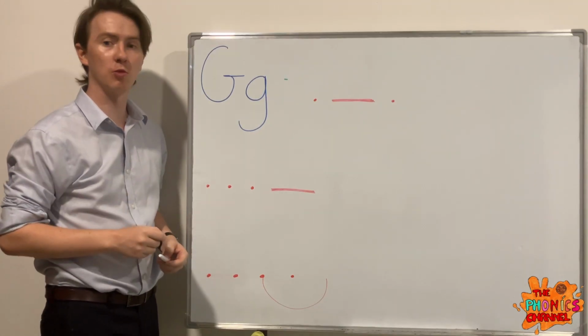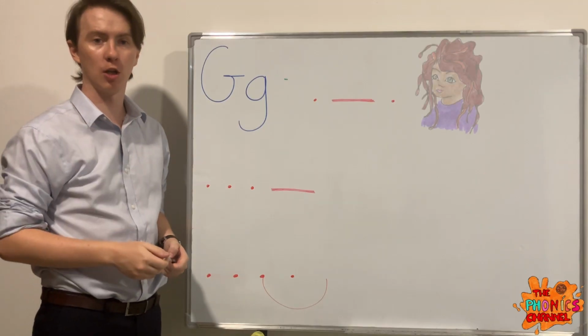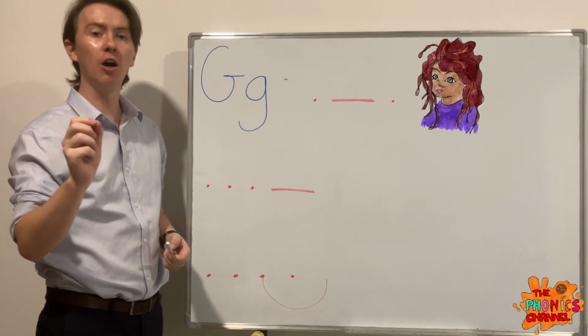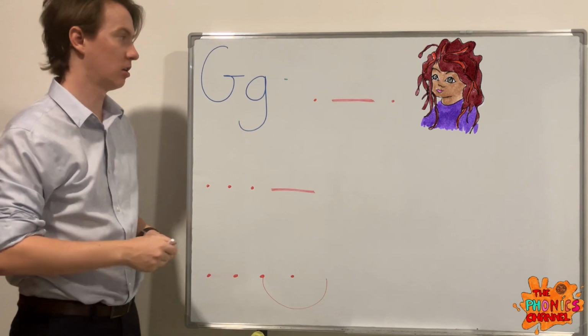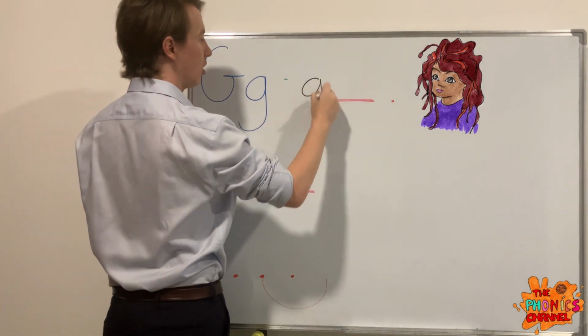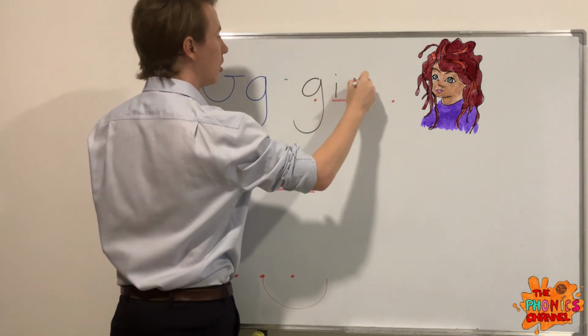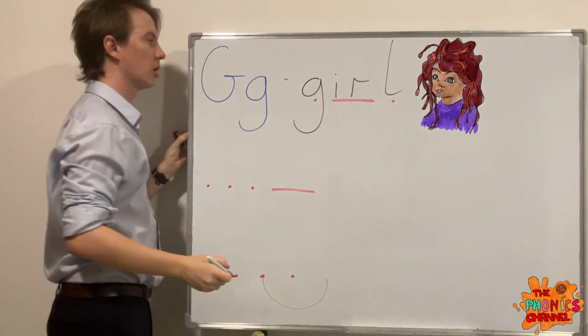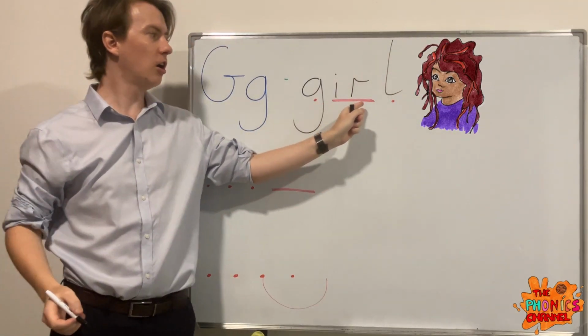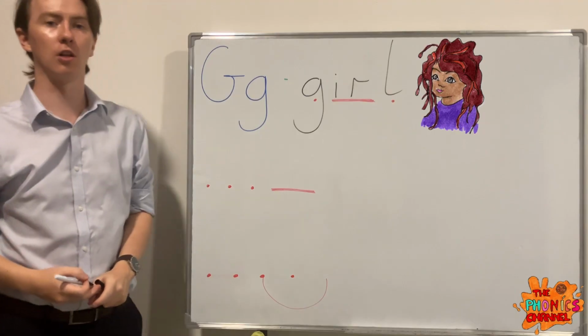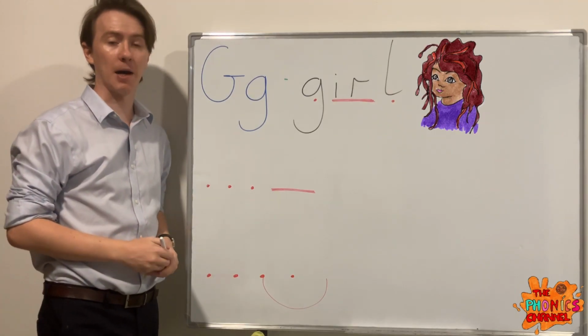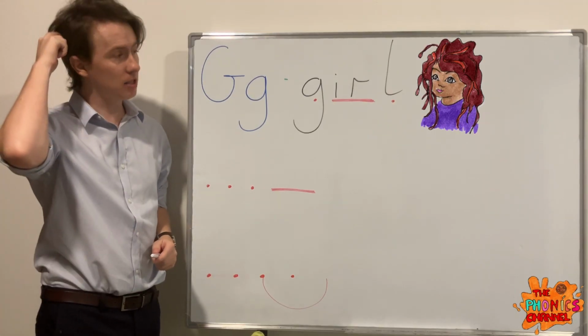Today's first word is girl. Girl. G, o, girl. G, o, girl. G, o, girl. The girl is happy. That could be a sentence there.